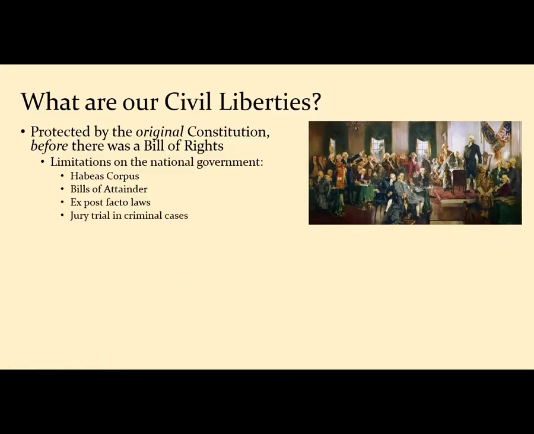And in the original Constitution, individuals are guaranteed a right to a jury trial in criminal cases. That's actually in Article 3. But these are all limitations on the national government's power, and it is protecting the civil liberties of individuals in the original Constitution, not in the Bill of Rights. Before we even had a Bill of Rights, there were these protections for us.